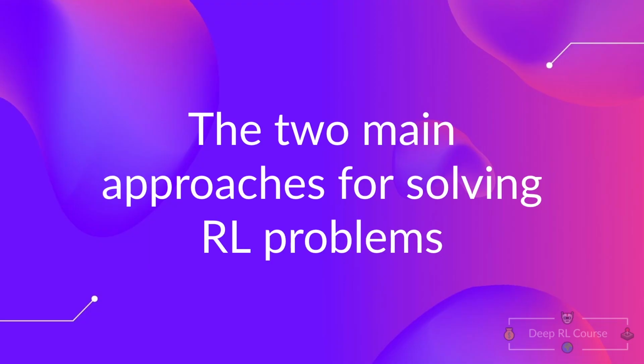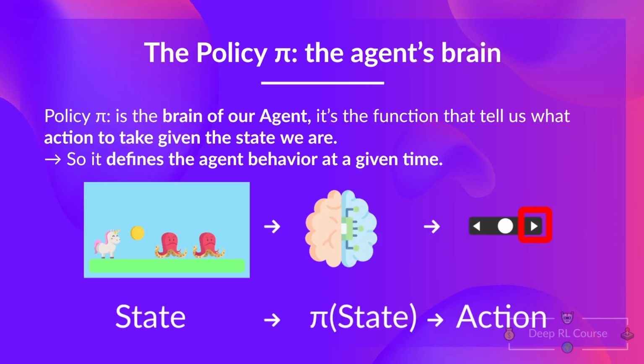So now that we learned the reinforcement learning framework and the important concepts associated with it, how do we solve a reinforcement learning problem? In other terms, how do we build a reinforcement learning agent that can select the action that maximizes its expected cumulative reward? In order to answer this question, the first thing we need to understand is a policy. The policy is the brain of our agent. It's a function that tells what action to take given the state we are in. So it defines the agent's behavior at a given time.